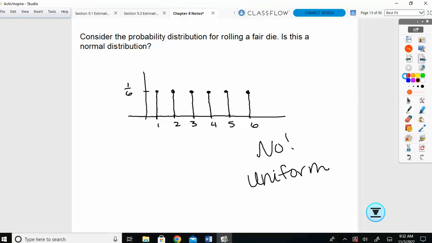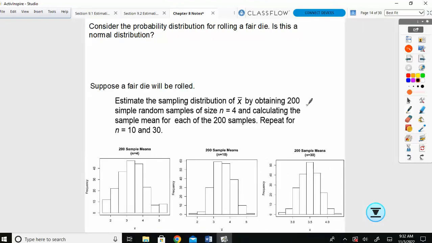If I made a distribution where I rolled my dice over and over again, so if I did samples of size 4, okay, so I'm going to roll it 4 times, then I'm going to find my average. Roll it 4 times, find my average. And I do this 200 times. If I find 200 averages, this is what the shape of that looks like. What does that remind you of? Yeah, that's kind of bell-shaped.